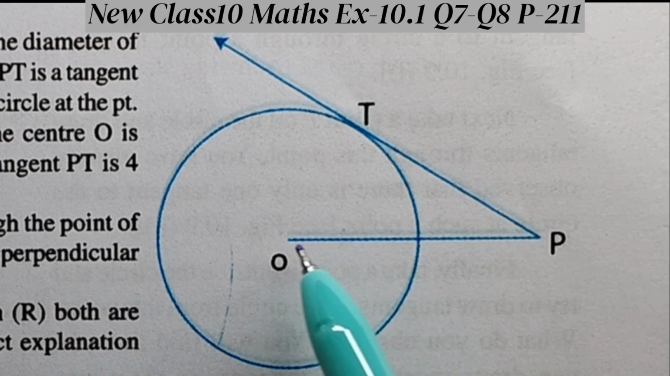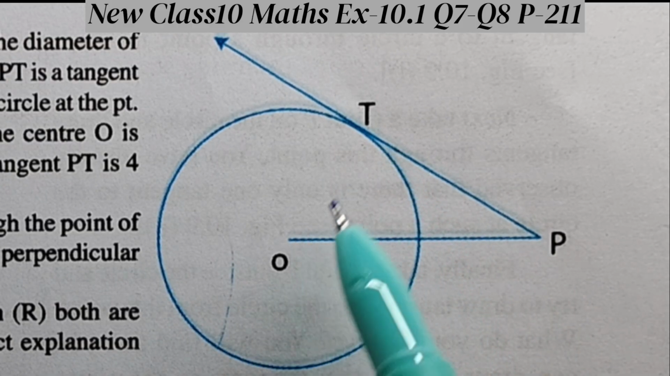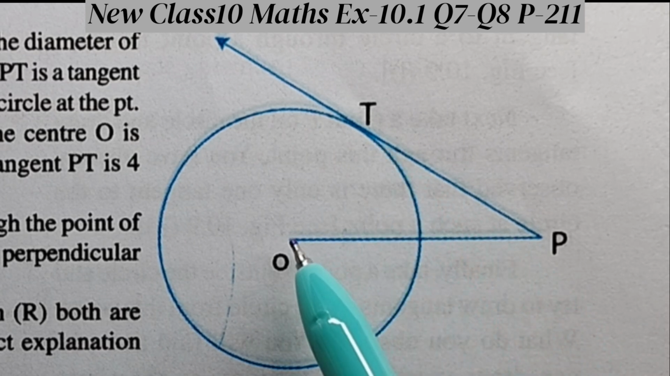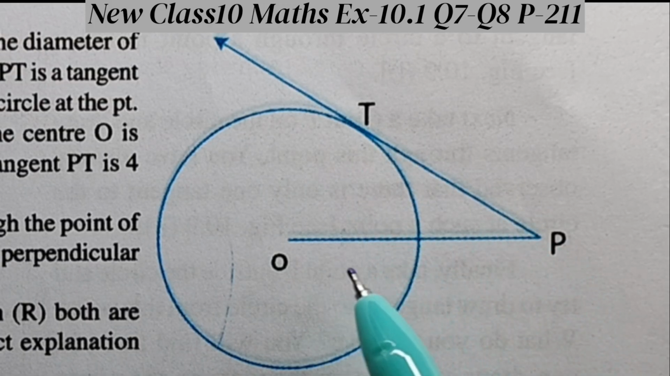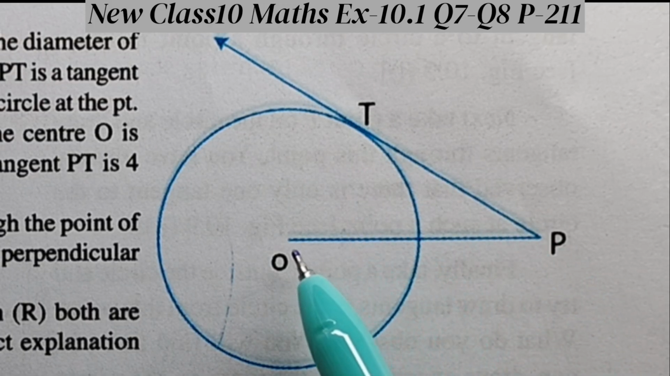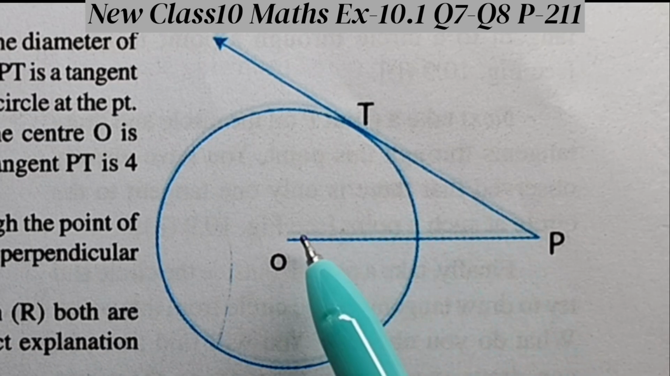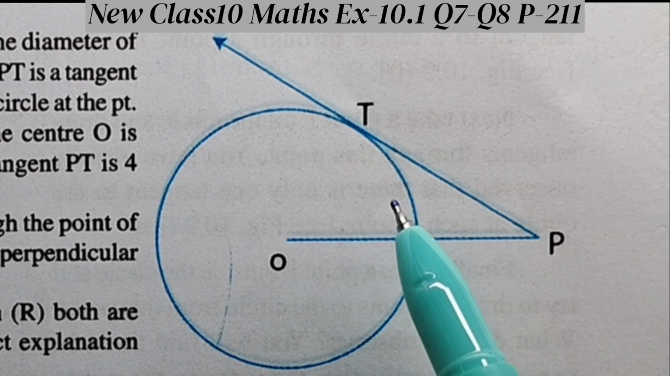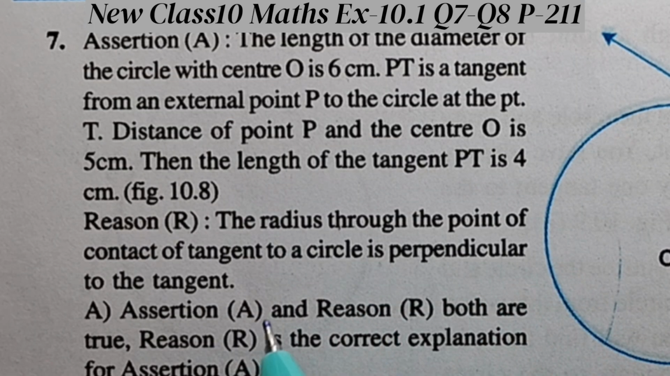All the distances are given. This one is 5 cm, and the diameter is 6 cm, which means the radius is 3 cm. The radius is perpendicular to the tangent, so it is a right triangle. This is the hypotenuse, 5 squared equals 25, and the radius is 3 cm, 3 squared is 9. 25 minus 9 equals 16, and the square root of 16 is 4. So PT is 4, and the assertion is correct.